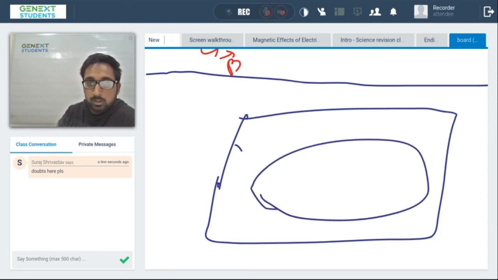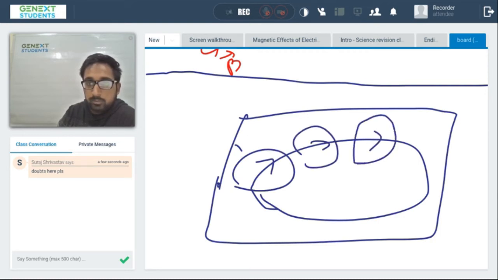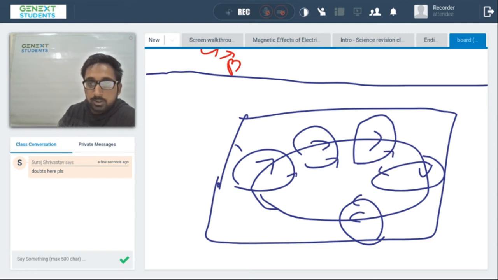If this is a circle here and this is the current, so this will be the magnetic field. Do you see the direction of the magnetic field is in this direction? So what it is saying, the magnetic field at the center of the loop will be very less, because as the distance increases, the magnetic field gets reduced. Let me explain it to you in a better way.